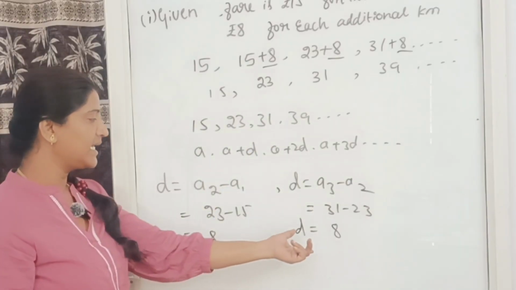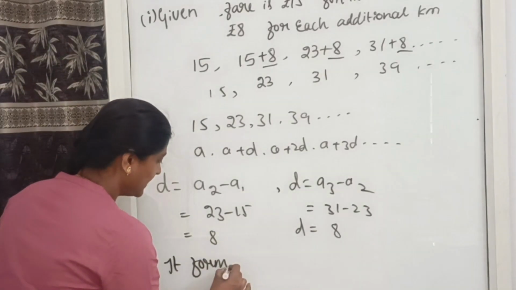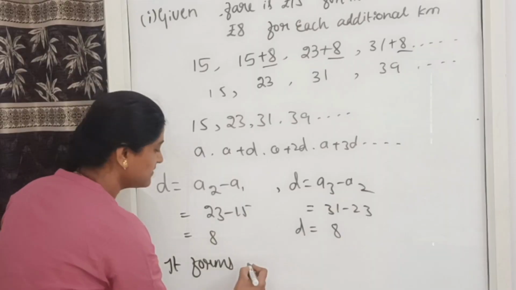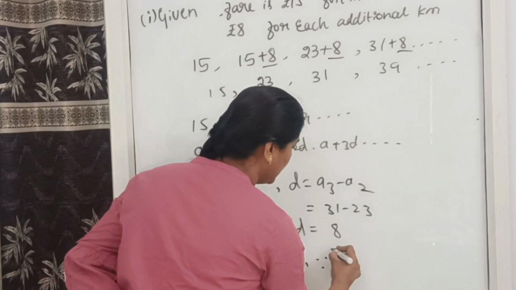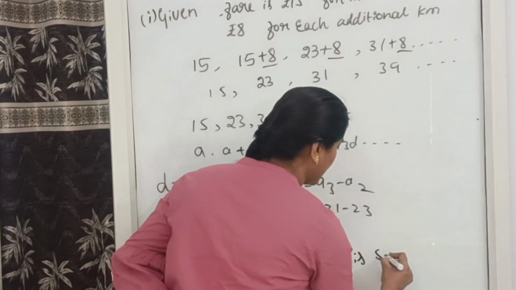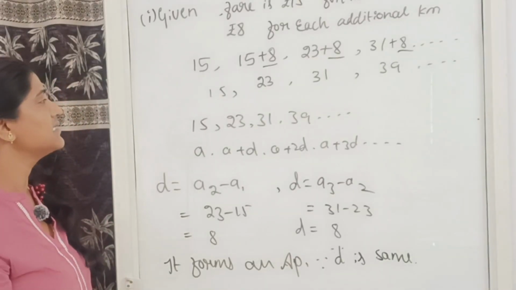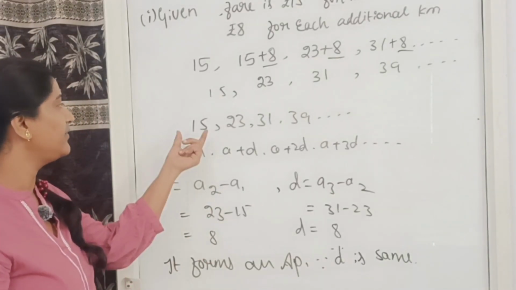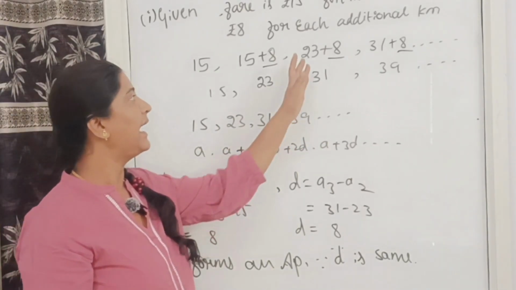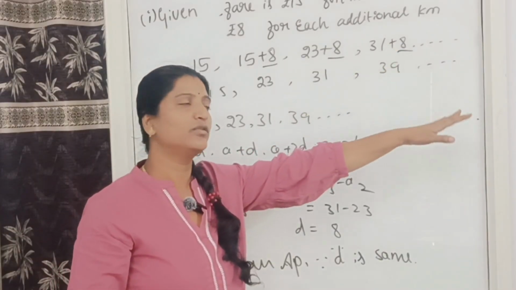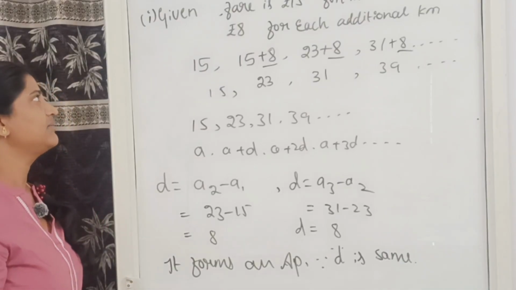Here it is 8, here also 8, which means this number list forms an AP, an arithmetic progression, because D, the common difference, is the same. Clear? Why are we considering this an AP? Because the common difference between these terms is equal. If you want to continue, you can keep adding to the fare and go on, and the same difference will come. Clear? So this is about the first sum.